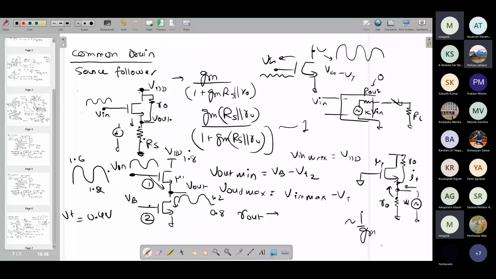So if you are making GM large, in that case, you can basically get a relatively smaller output impedance of a few hundreds of ohms, right? Of the order of 100 ohms. So that is the benefit.